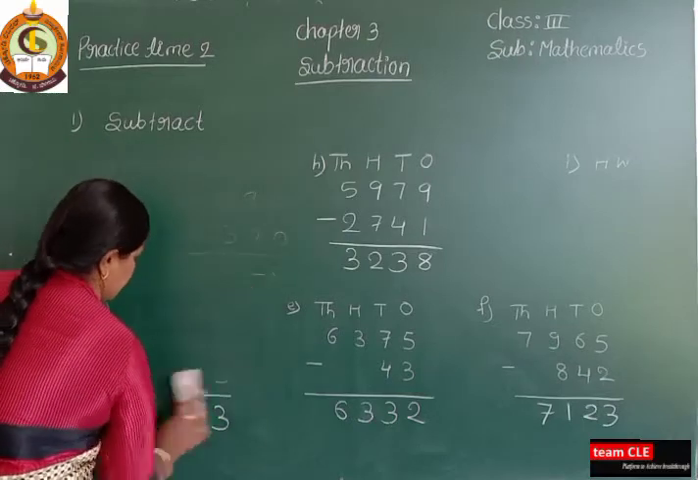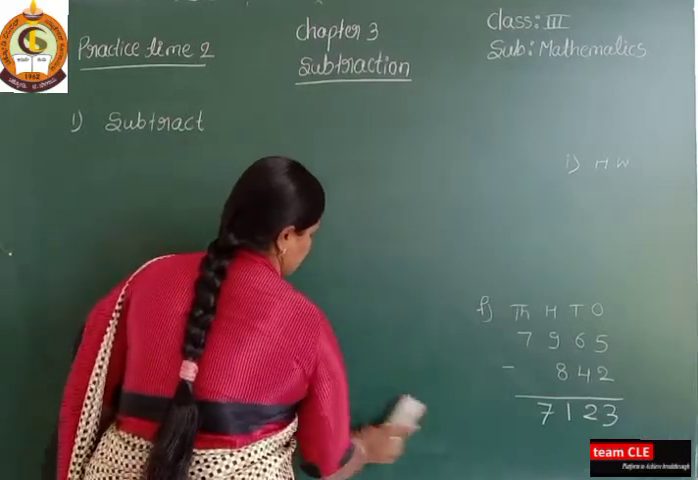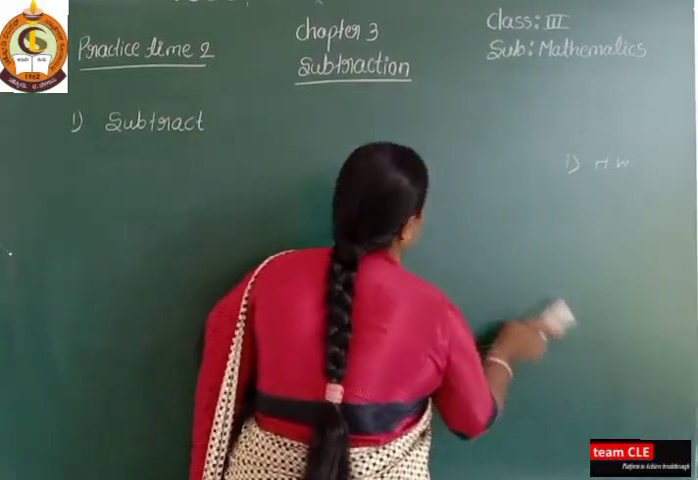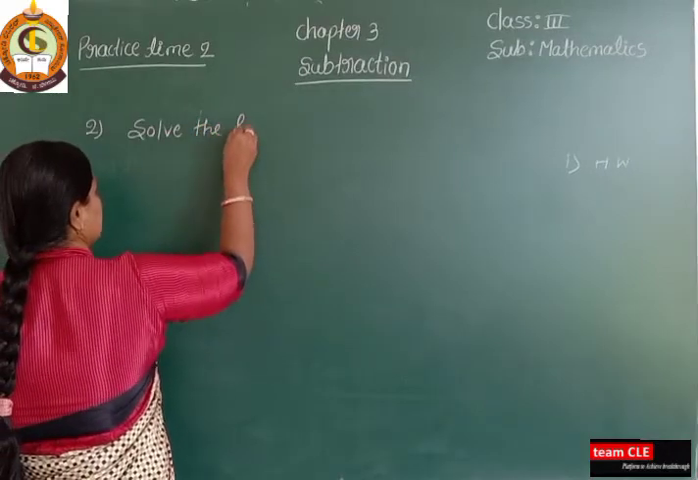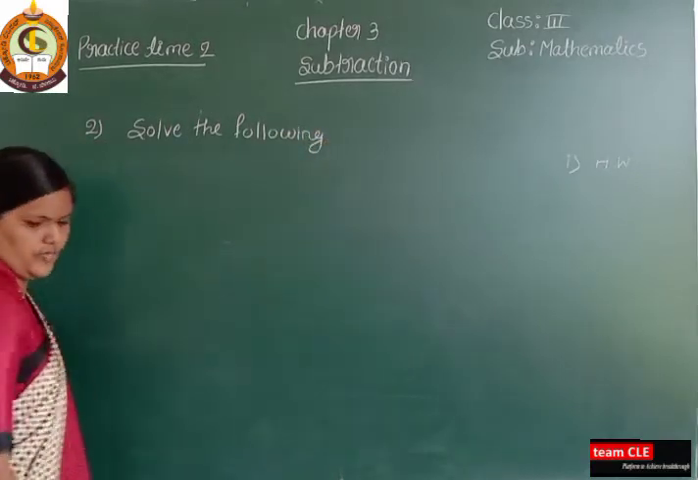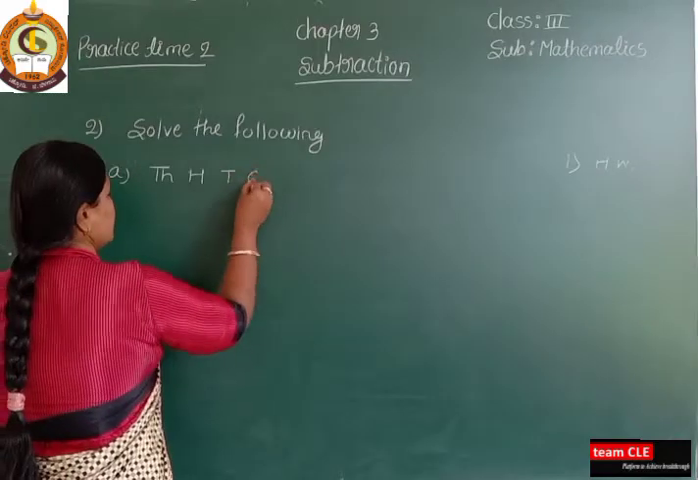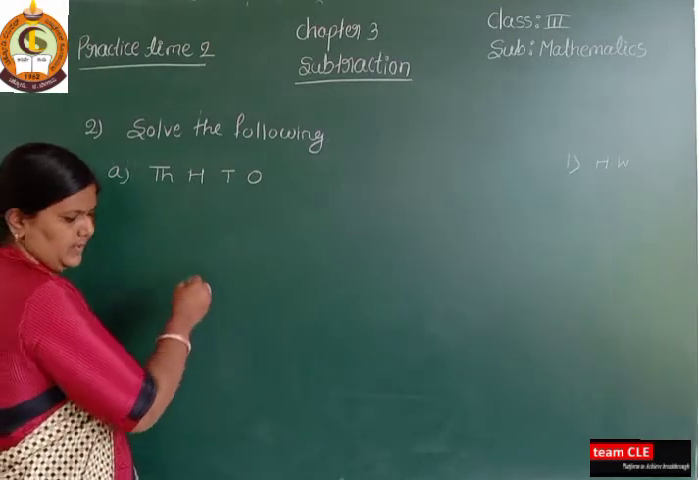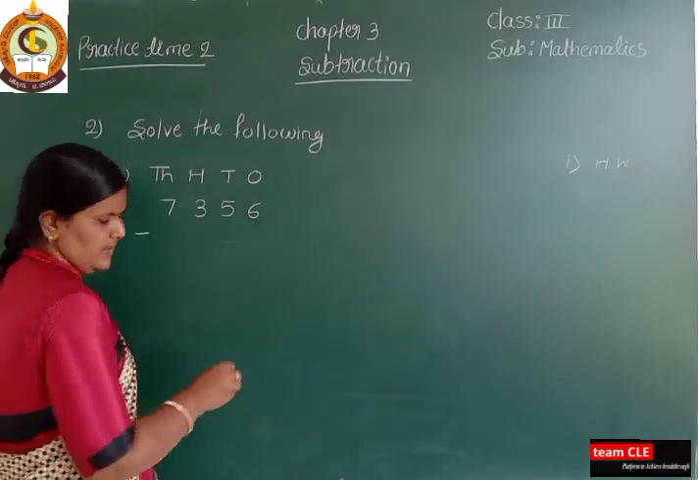Second question: solve the following. Yes, first one, A. Thousands, hundreds, tens, ones. 7356 minus 9.